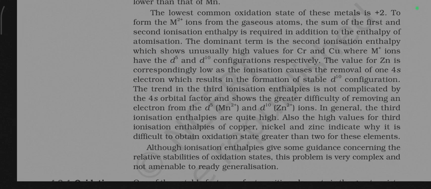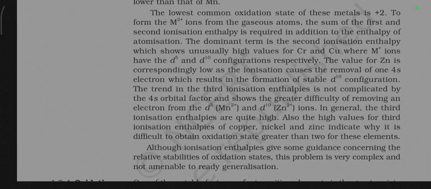the sum of the first and second ionization enthalpies is required in addition to the enthalpy of atomization. The dominant term is the second ionization enthalpy, which shows unusually high values for chromium and copper, where M+ ions have the d5 and d10 configuration respectively. The value for Zn is correspondingly low, as the ionization causes the removal of one 4s electron, which results in the formation of the stable d10 configuration.